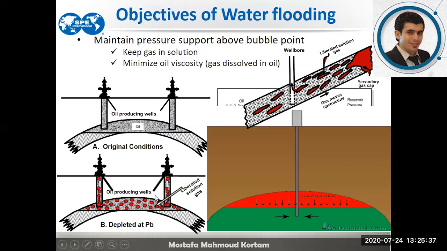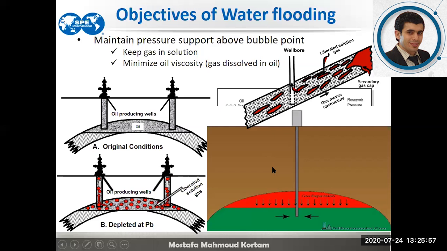depletion drive mechanism. So there is another class where you have a dome or an inclined reservoir, where this kind of gas cap would also help push the oil toward the producer well and minimize the depletion of the reservoir.